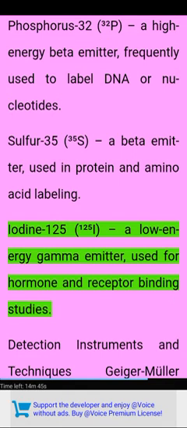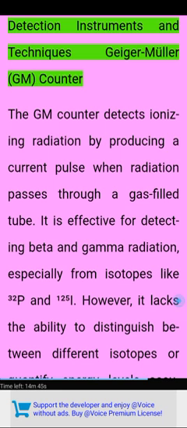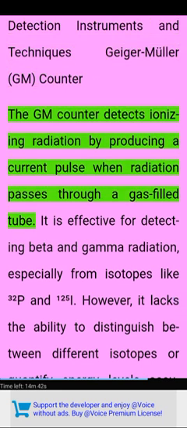Iodine-125 (¹²⁵I), a low-energy gamma emitter, used for hormone and receptor binding studies. Detection instruments and techniques. Geiger-Müller (GM) counter. The GM counter detects ionizing radiation by producing a current pulse when radiation passes through a gas-filled tube.